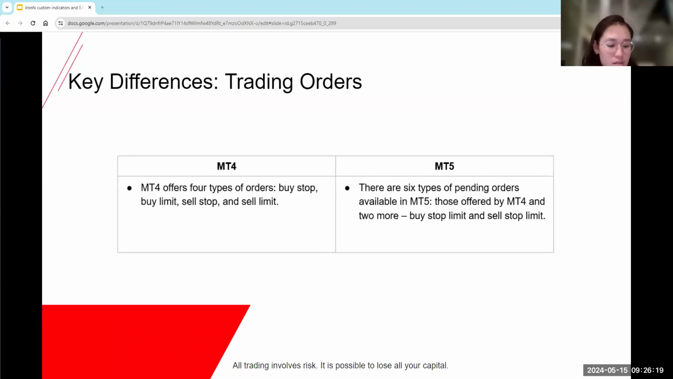Next is trading orders. So MT4 offers four types of pending orders: the buy stop, buy limit, sell stop, and sell limit. Whereas MT5 offers six types of pending orders. So there are those that are offered by MT4 and two more: the buy stop limit and sell stop limit.